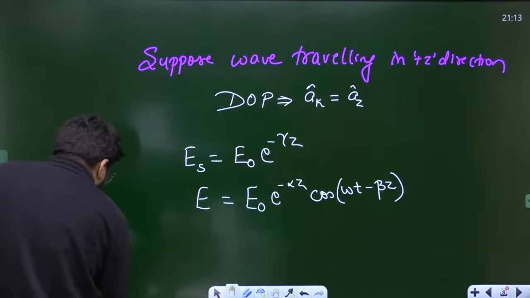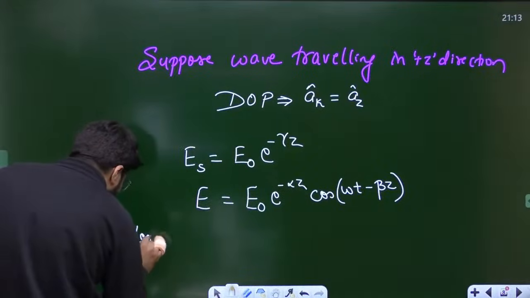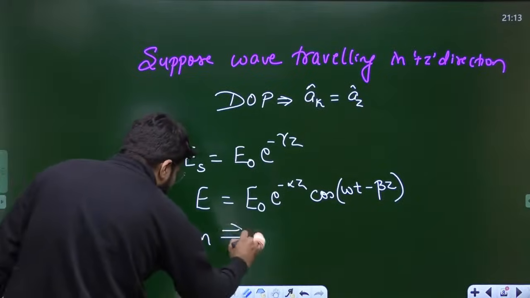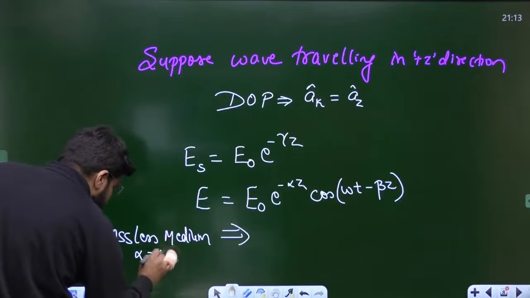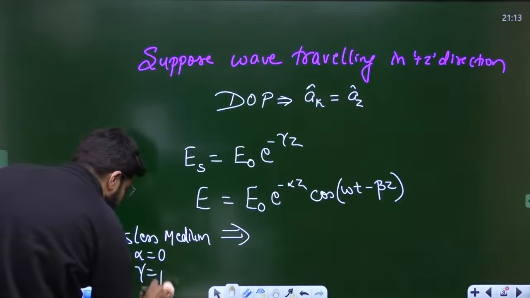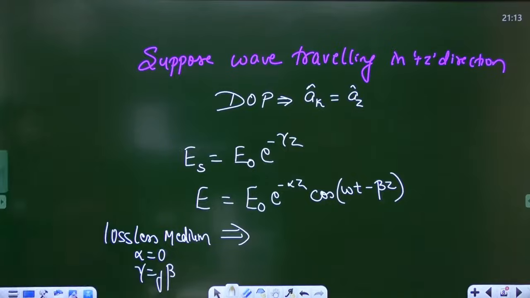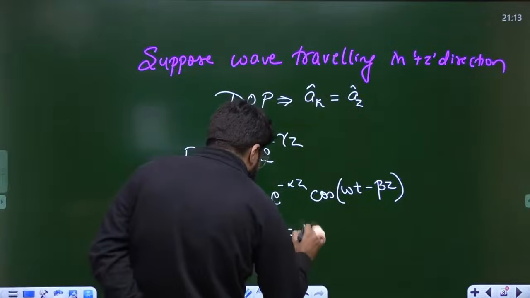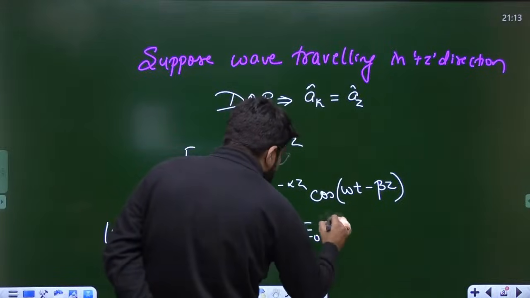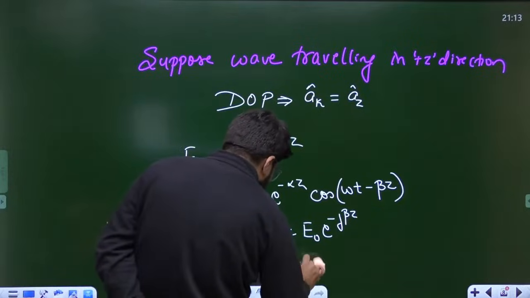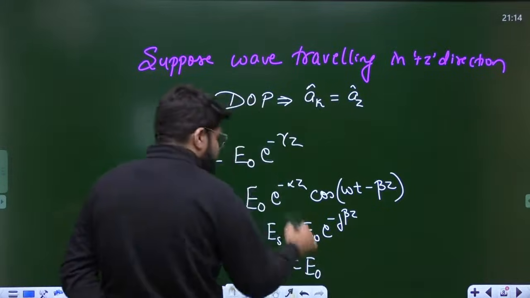If I talk about lossless mediums, there is no attenuation. Alpha is 0 and gamma is given by j beta. Alpha is 0, gamma is given by j beta, and then E_s is given by the formula E naught e raised to the power minus j beta z, and E is given by the formula E naught, alpha 0.